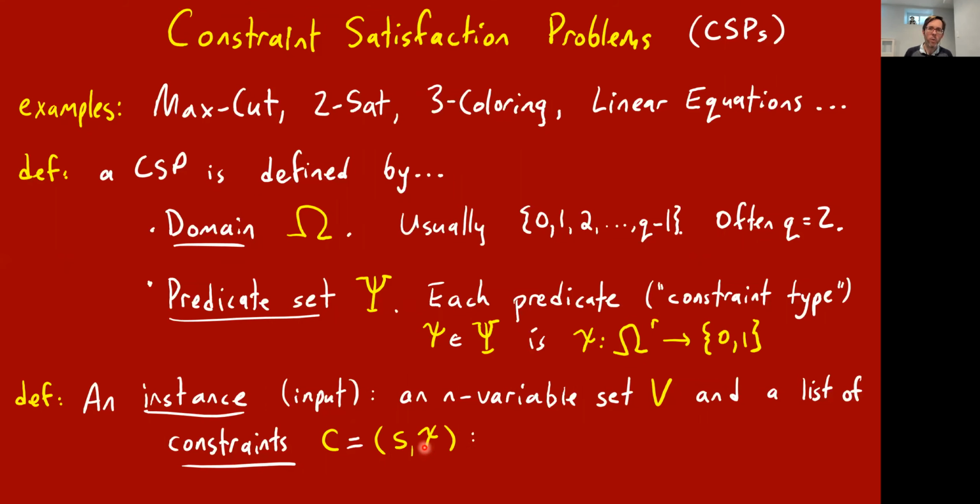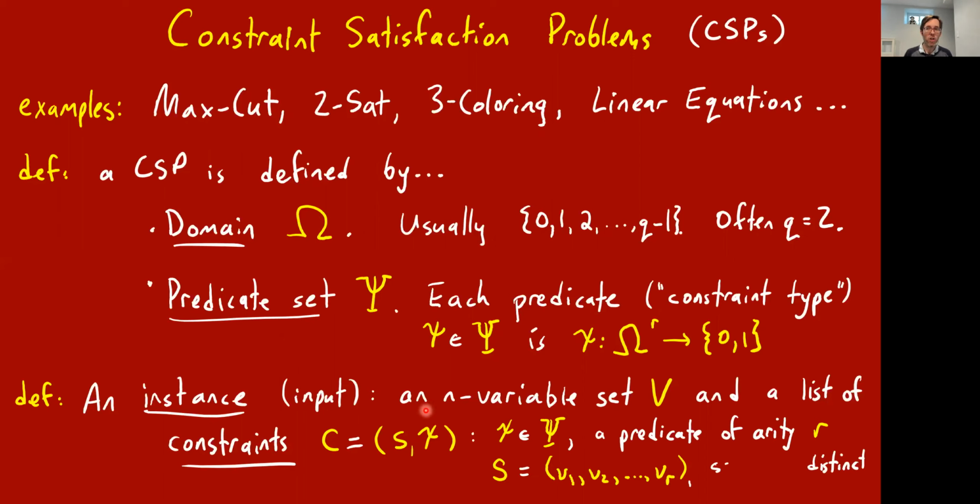Each constraint C is a pair. I usually write it the other way, psi s. I'm not sure why I wrote s psi here. Anyway, psi is one of the predicates from the set. It'll have some arity R, and s is the scope. And the scope, remember, is a tuple of distinct variables, and there should be R of them for a predicate of arity R.